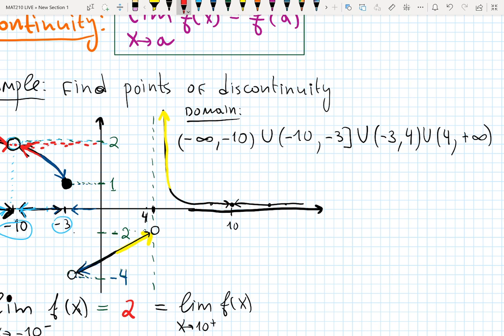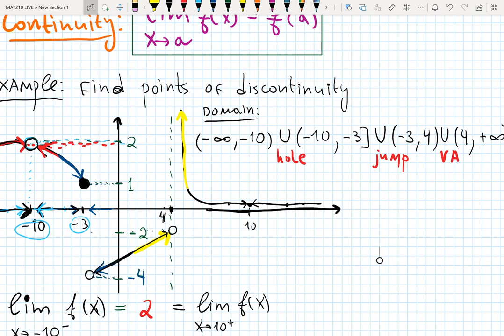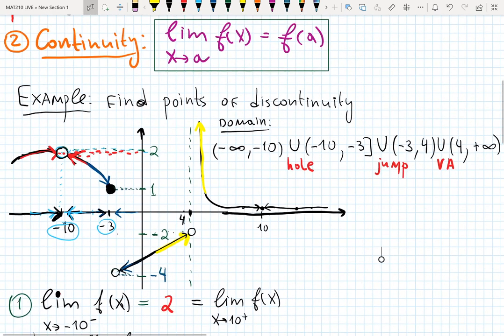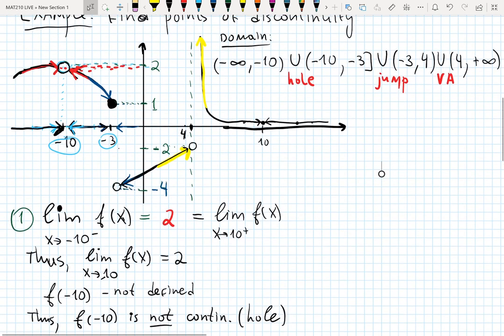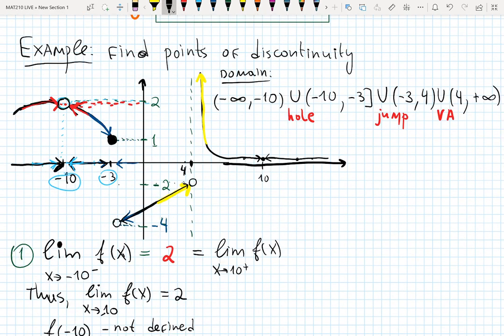We can even make some notes for yourself if you want. There is a hole over here, there's a jump, and there's a vertical asymptote at 4. VA, vertical asymptote, or infinite discontinuity. And that's what we're going to do in this case. That was example number 1.